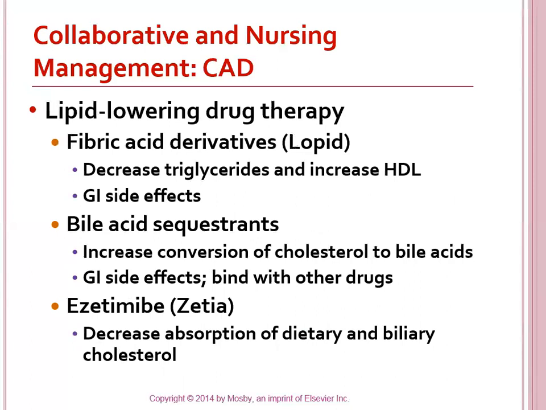The bile acid sequestrants increase the conversion of cholesterol to bile acids, and they decrease hepatic cholesterol, again, to lower total cholesterol and LDLs. Drugs that decrease cholesterol absorption: Zetia, which is the brand name, the generic name's up here. This inhibits the absorption of dietary and biliary cholesterol across the GI wall.